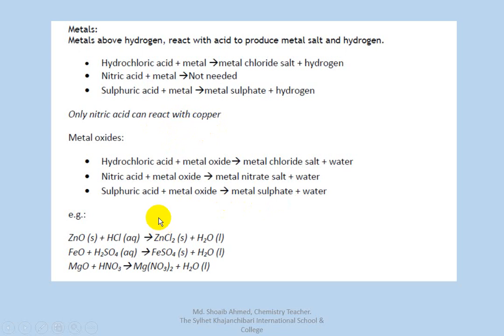Okay. A metal oxide means a base, and when it reacts with acid it forms salt and water. Here water and salt will form. Base and acid form salt and water.